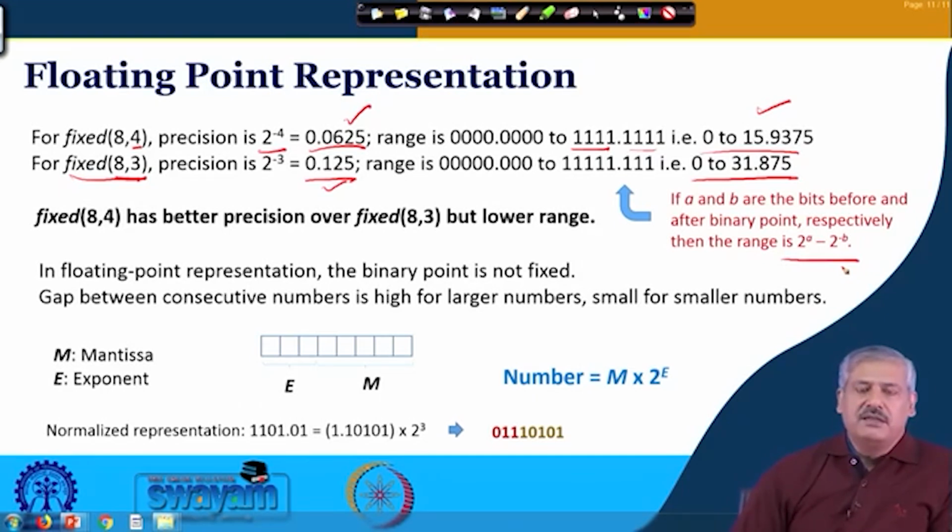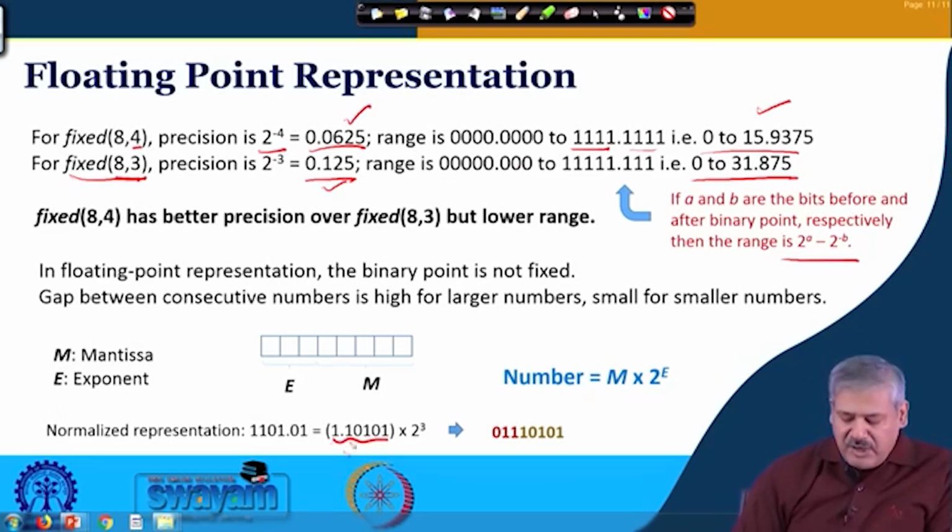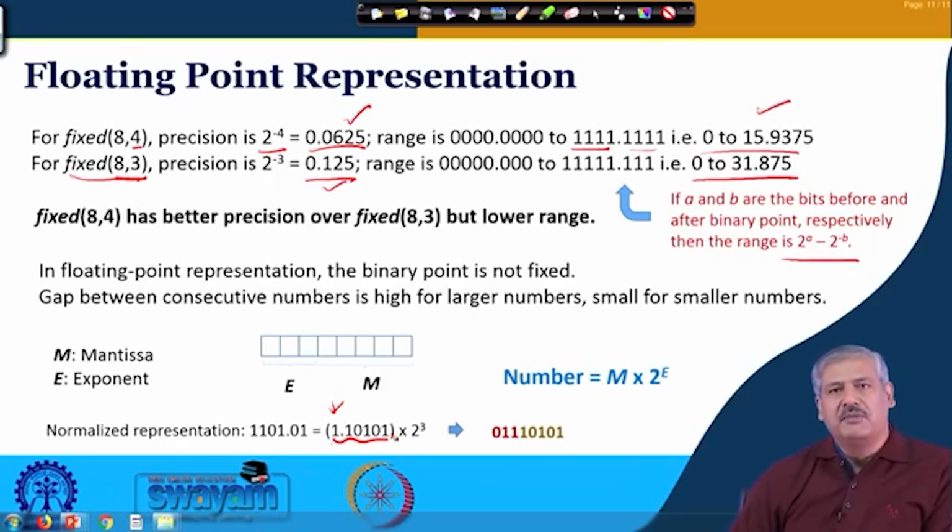Then came another representation, called floating point representation, where the binary point is not fixed. The binary point in the number can move from left to right. The idea is that in a normalized version we will always have a 1 present before the point, and the rest is the number which is coming after the fraction.